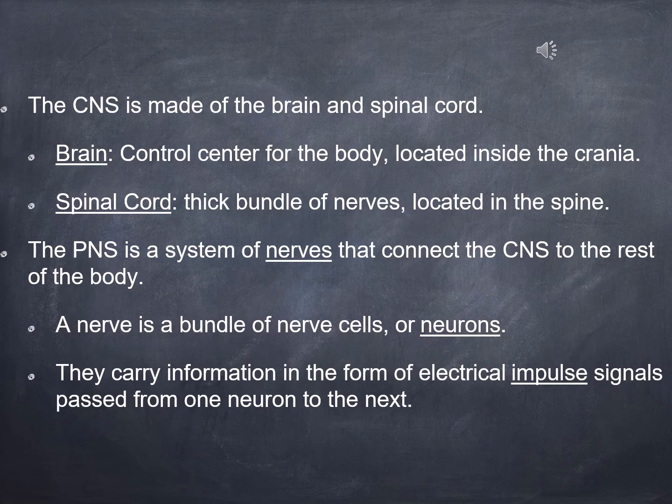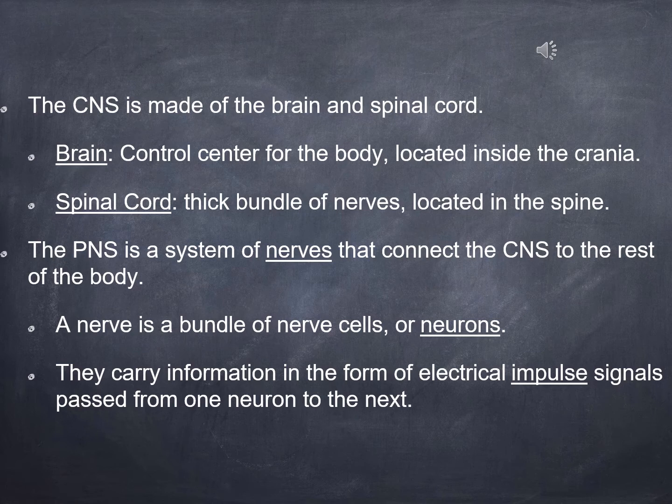Okay, so the central nervous system. The central nervous system is made up specifically of the brain and the spinal cord. They're found in the center of the body. The brain is the control center. That's where all of our thinking and processing happen. Our brain is located inside of a crania. A crania is actually plural for cranium, also known as the head.